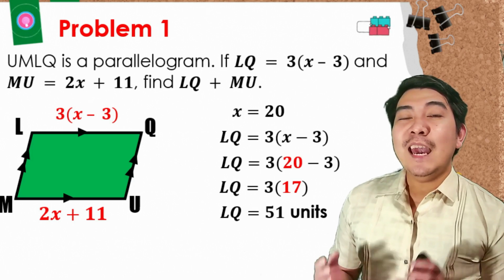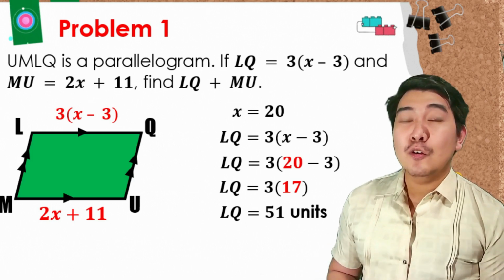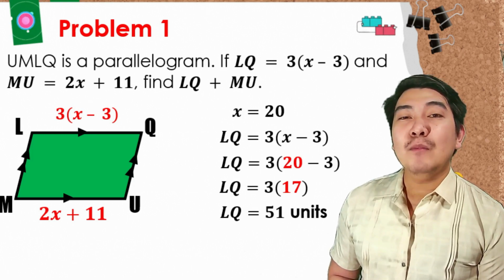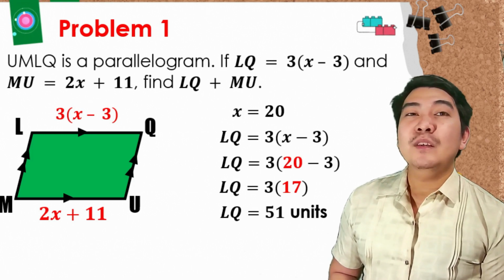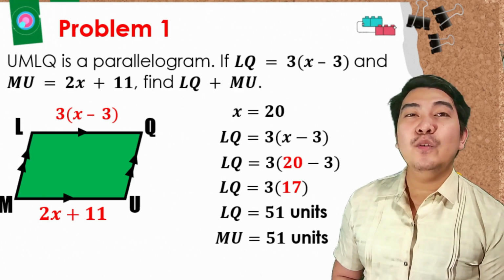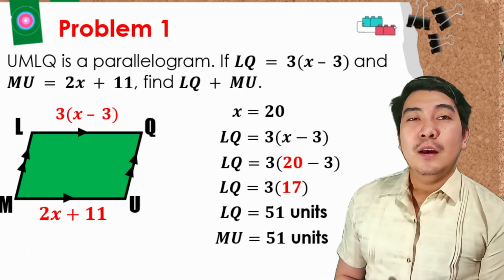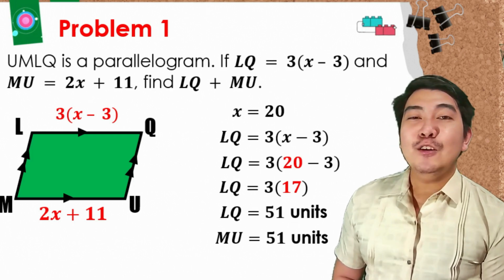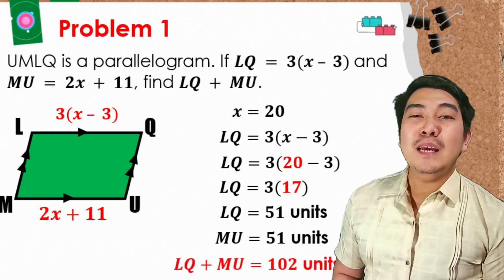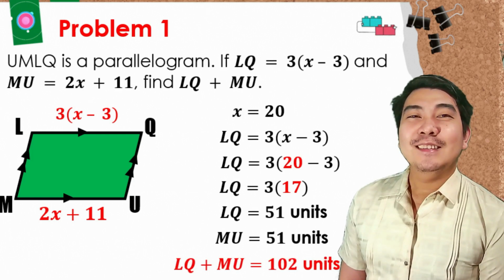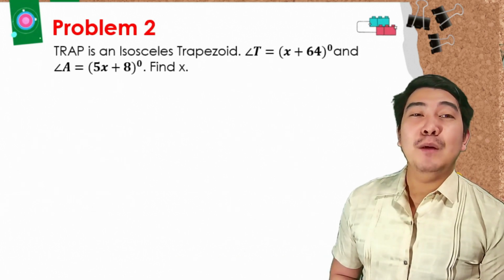Take note that LQ and MU are congruent based on the property opposite sides of a parallelogram are congruent. Therefore, they do have the same measure. MU is also 51 units. And if we are going to add the two measures of segments, LQ plus MU, we will now obtain the final answer, which is 102 units. Let us now proceed with problem number 2.